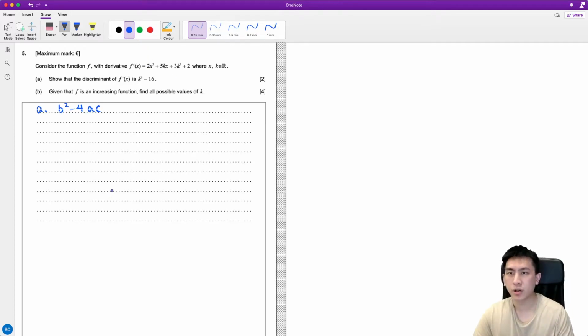And in this case, it's actually quite straightforward. b is just 5k, right? And 5k squared minus 4ac.